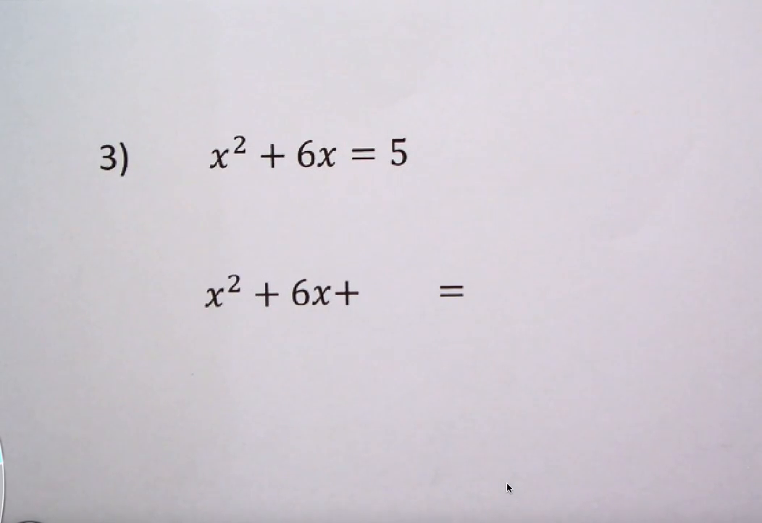So here we go. We have x squared plus 6x equals 5.